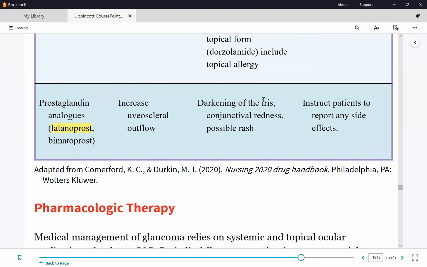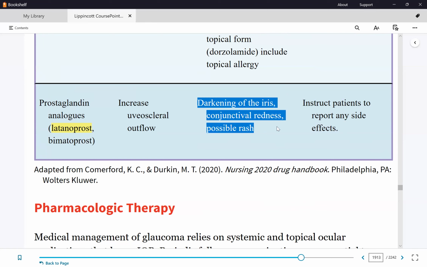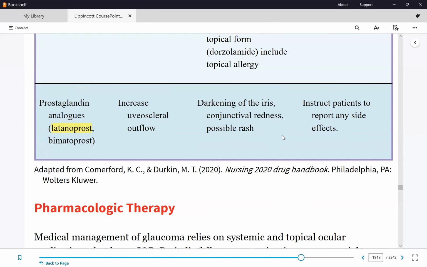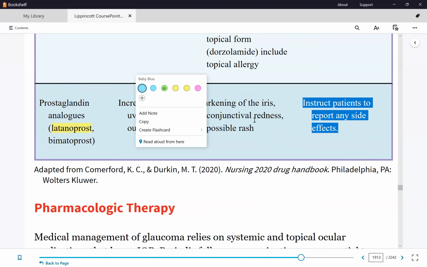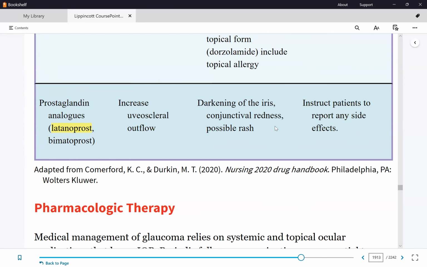Okay, so side effects, because like this one, for instance, if there's darkening of the iris, will the patient be alarmed with this? Yes. So tell the patient, yeah, that's a side effect of latanoprost. So would that be normal? Well, what does it say here? Oh, sorry. Instruct patients to report. So do they report it or not? Yes. Just to make sure. So the doctor needs to be notified so that the patient's aware.